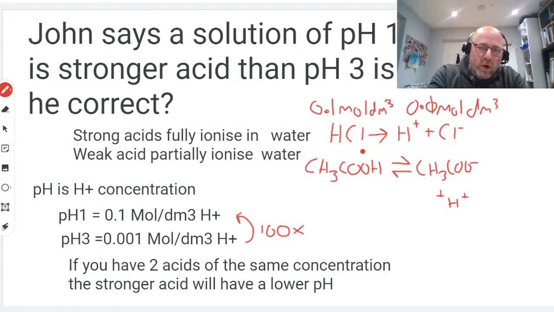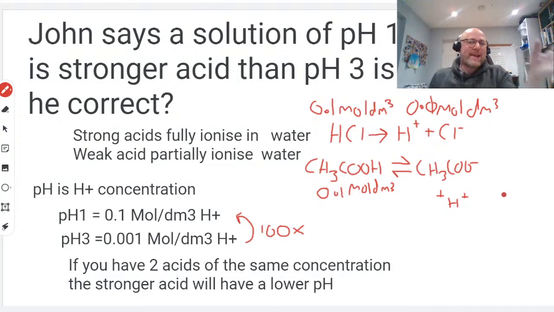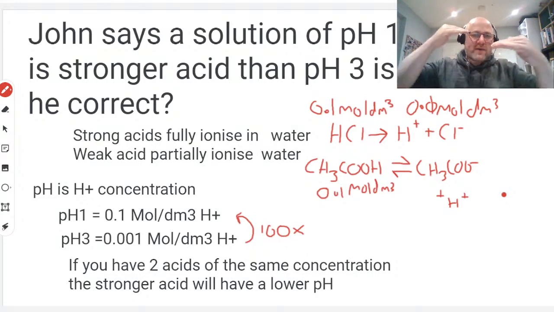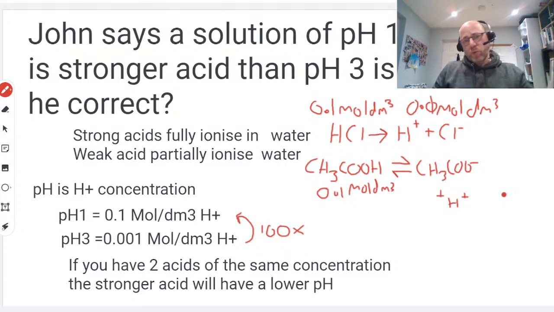But if I have 0.1 mole, the same concentration, of ethanoic acid, which is a weak acid, this is going to have a pH of like 6 or something. Hardly any of them are going to break up. Only 1 in a million are going to break up. So I'm not going to have a high hydrogen ion concentration. So if you have two acids of the same concentration, the stronger acid will always have a lower pH. But that's a complicated part to it, really. Just know that strong acids fully ionize, weak acids partially ionize, and pH is a measure of the hydrogen ion concentration, not the acid concentration, the hydrogen ion concentration. So, yeah, John can't officially say that.